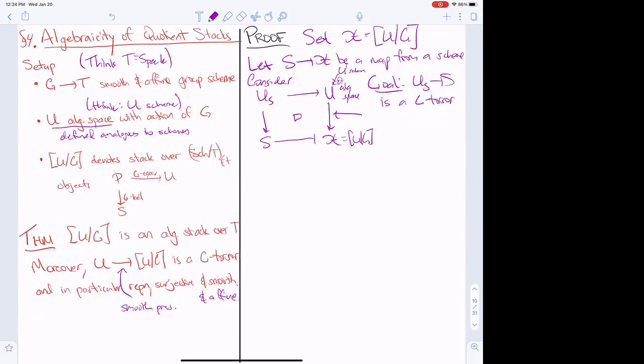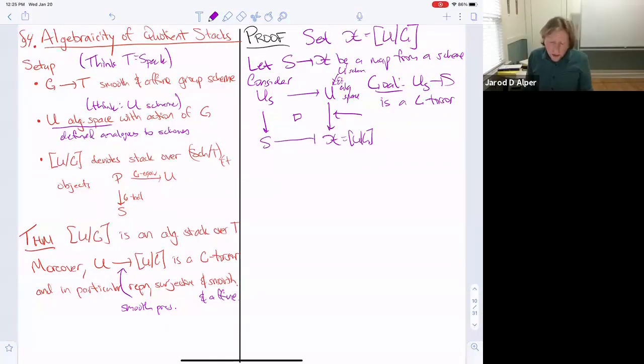Not quite. I'm fine with that. I just mean this U_S. Do we want it to just be an algebraic space, or do we want it to furthermore be a scheme? In the end, we want to show that U_S is a scheme, affine over S.